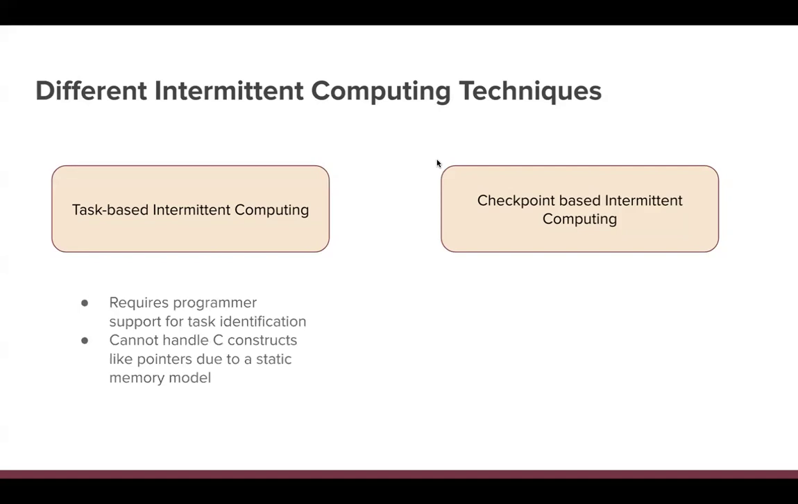Now, checkpoint-based intermittent computing often adds a large overhead to the program, and it also does not have a non-termination condition imposed. Now, what non-termination means is that if there is a task or a piece of code in the program that is too large to complete between two checkpoint times, then that program would never proceed past that point of execution.